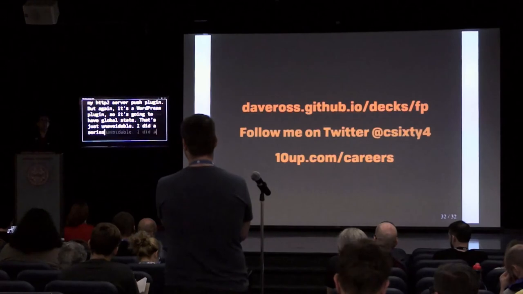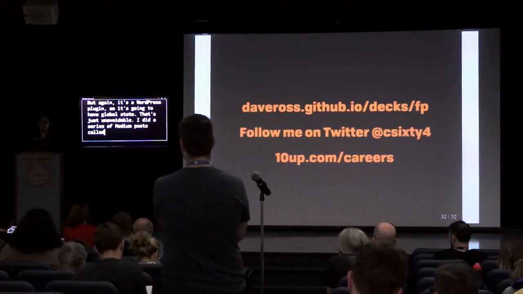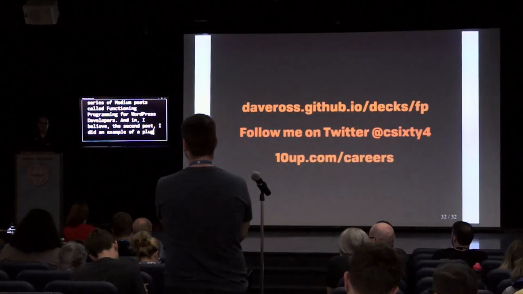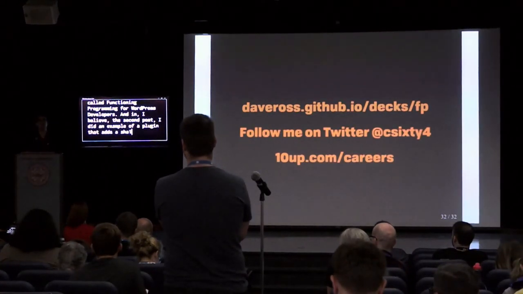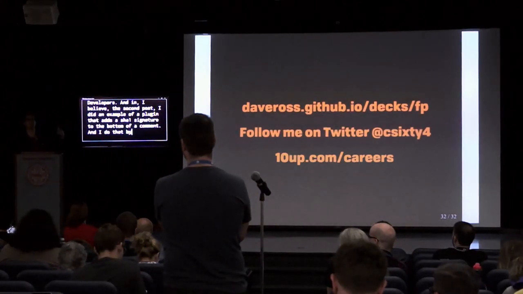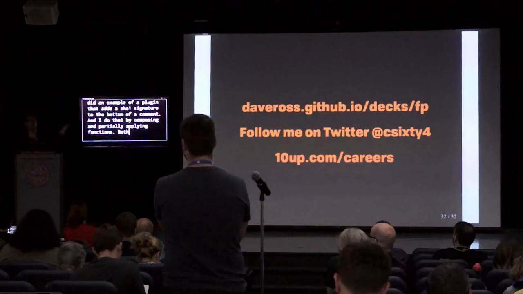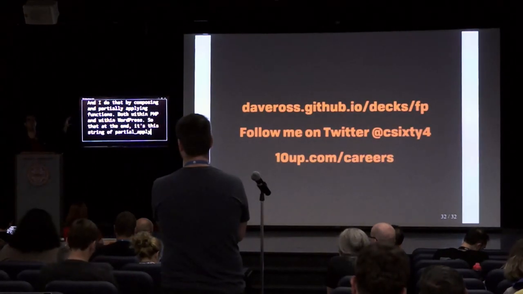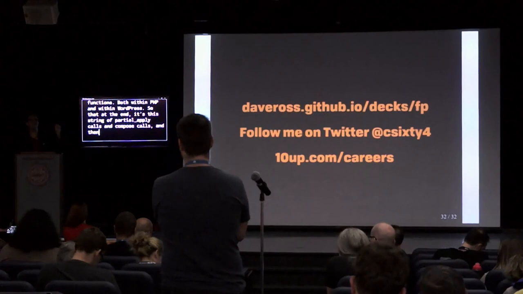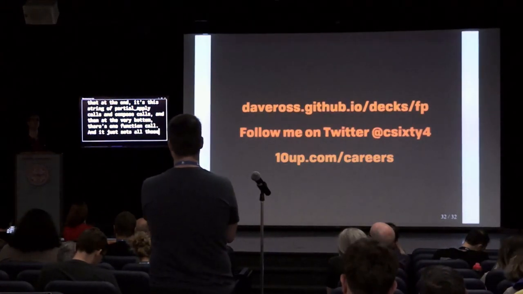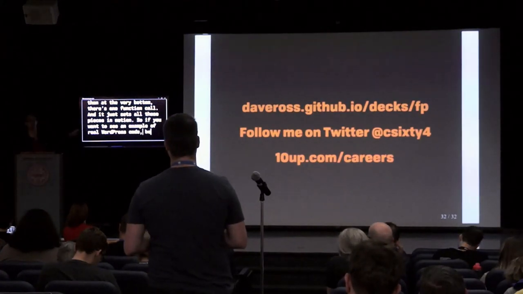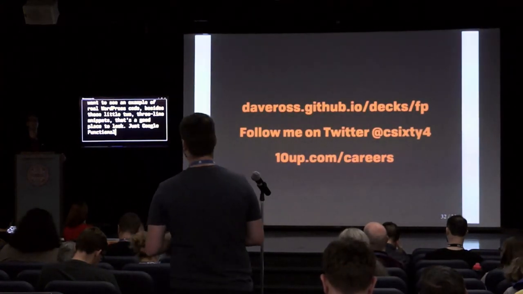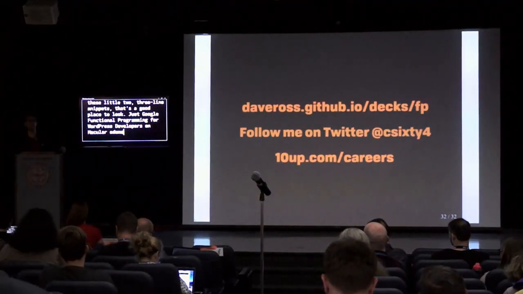I did a series of Medium posts called Functional Programming for WordPress Developers. And in, I believe, the second post, I did an example of a plugin that adds a SHA-1 signature to the bottom of a comment. I do that by composing and partially applying functions, both within PHP and within WordPress. So at the end, it's this string of partial apply calls and compose calls, and then at the very bottom, there's one function call. And it just sets all these pieces in motion. So if you want to see an example of real WordPress code besides these little 2-3 line snippets, that's a good place to look. Just Google for functional programming for WordPress developers on Medium. Thank you. And great plug for my blog post there.